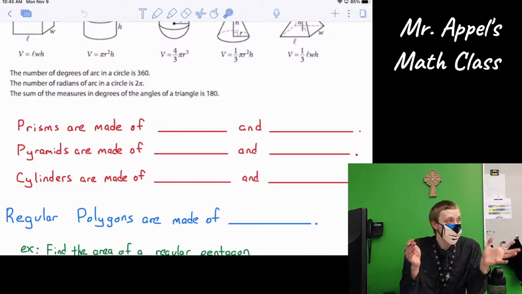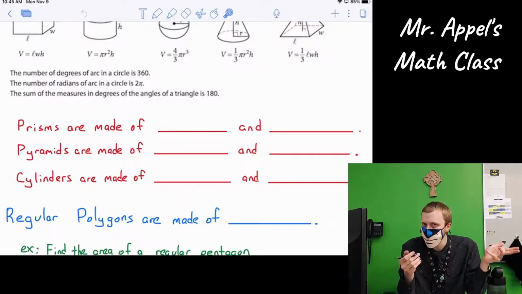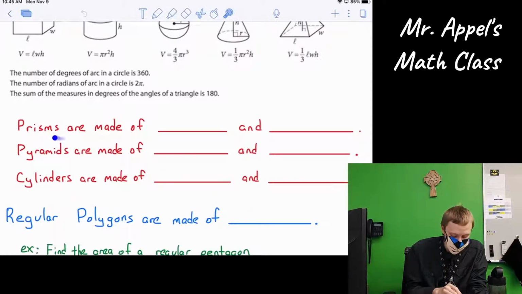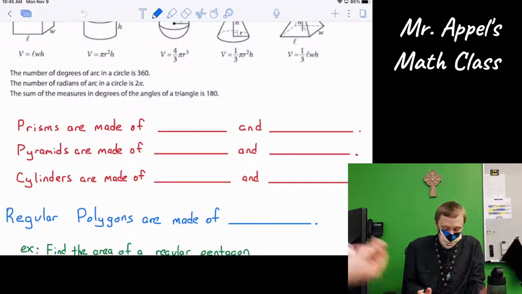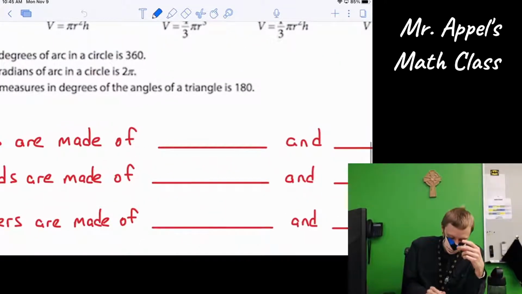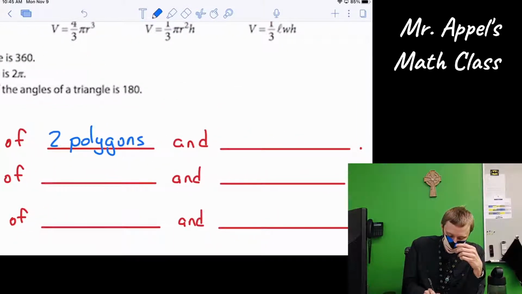Anyways, so we're just going to break down what those three-dimensional shapes are made of, which we kind of did when we were defining them, so that you know what you need to find the area of. A prism is always made of, as we know, two polygons and a whole bunch of rectangles.